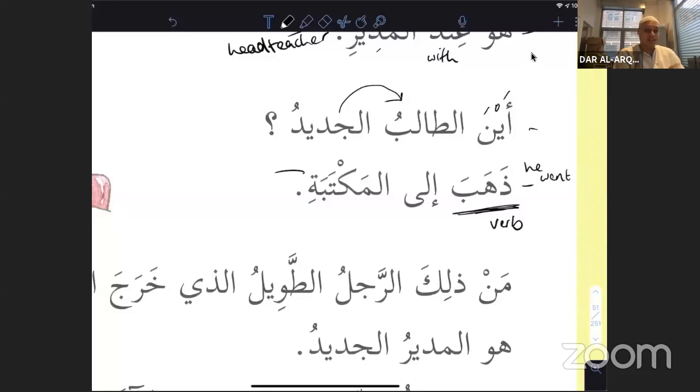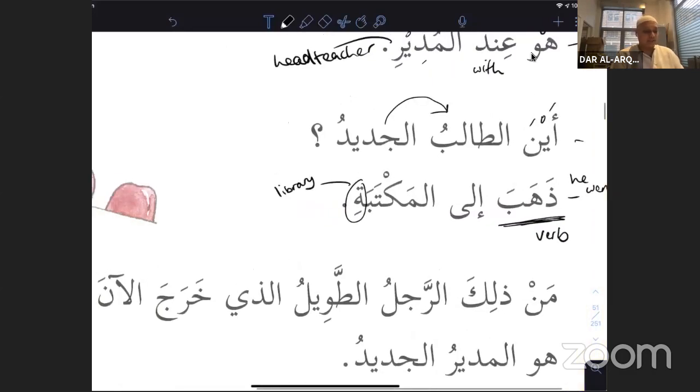Maktaba does not mean desk. Maktaba means library. This ta marbuta literally changed the meaning. When you say maktab, desk. When you say maktaba, now it means library. Just a ta marbuta changed the meaning completely. So he went to the library.